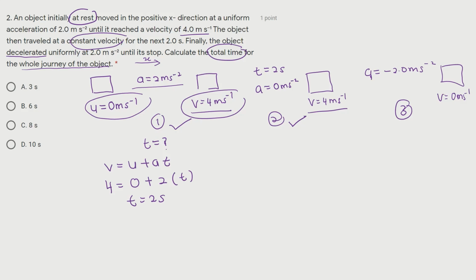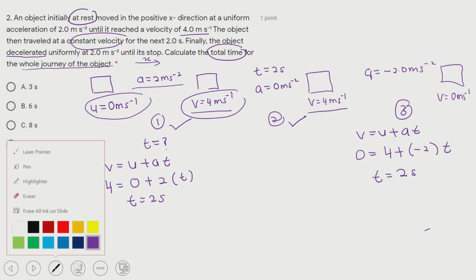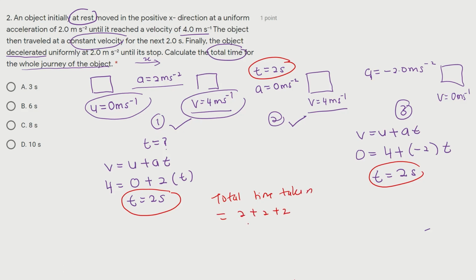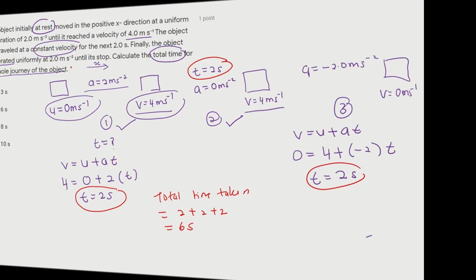Now let's look at the third situation, where we use the same formula, v equals u plus at. The final velocity is 0, the initial one is 4, and the acceleration is -2 because it's decelerated. So you will get your time 2 seconds as well. Now we need to find the total time taken. So you have 2 plus 2 plus 2. The total time taken for the whole journey is 6 seconds.